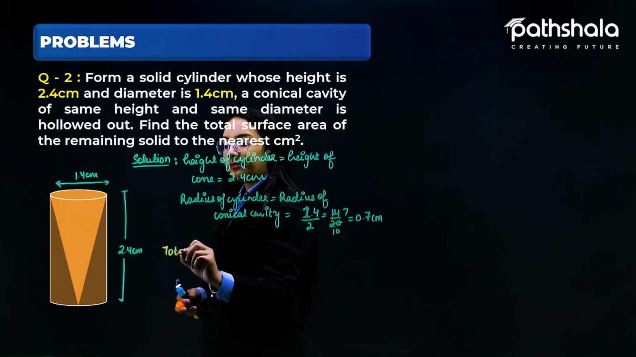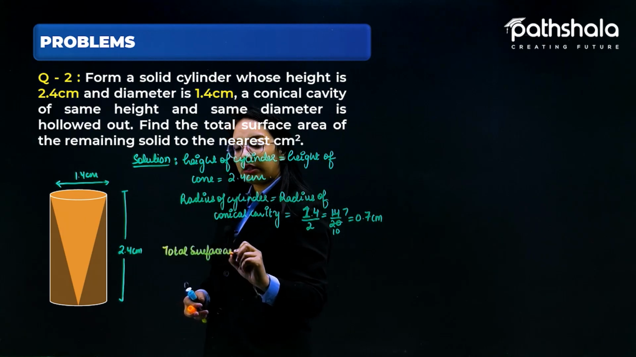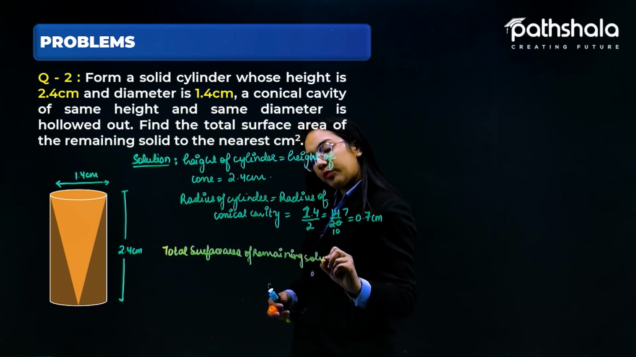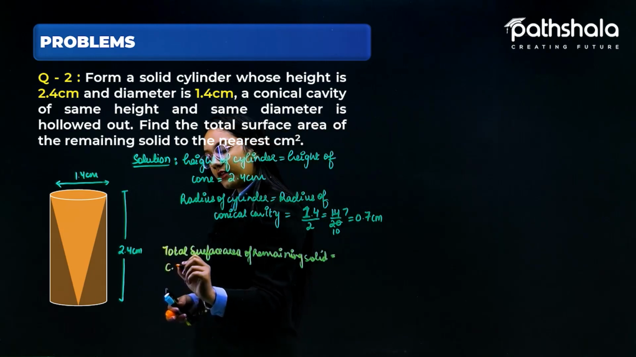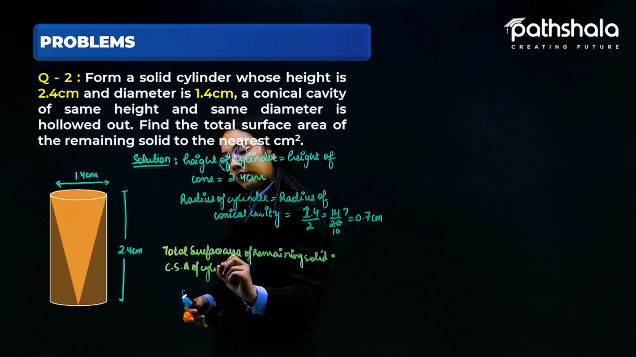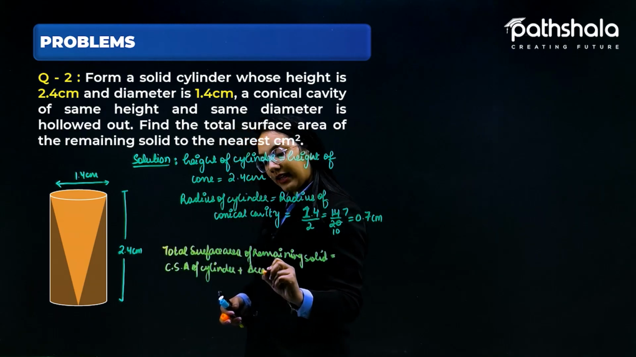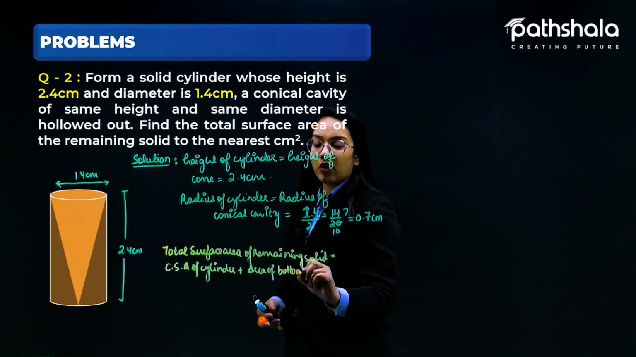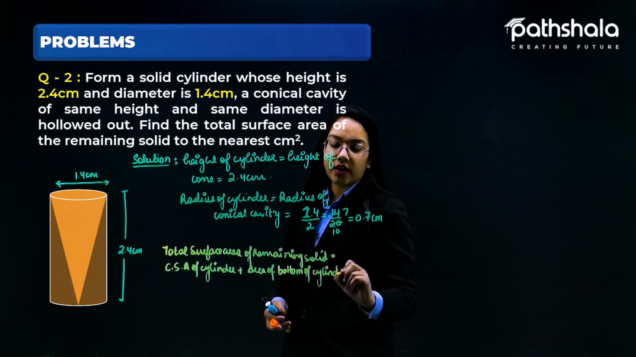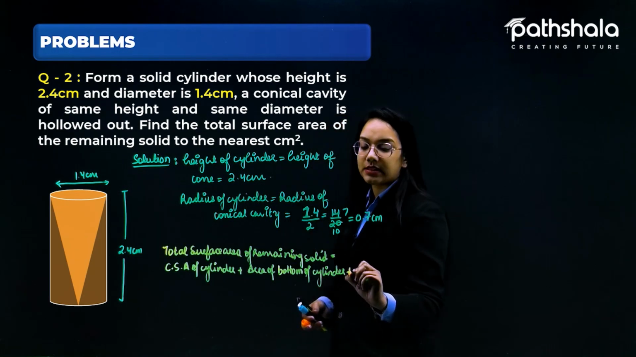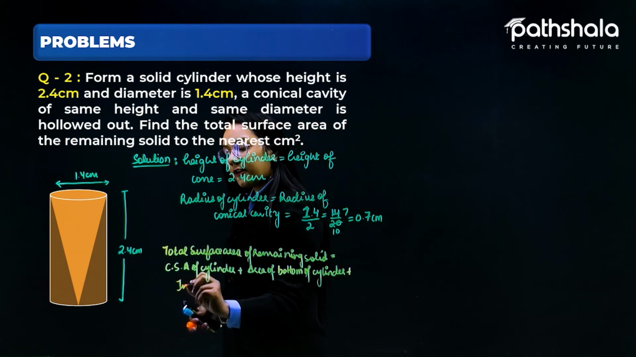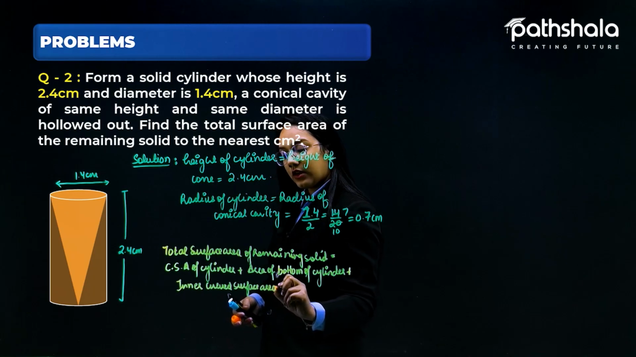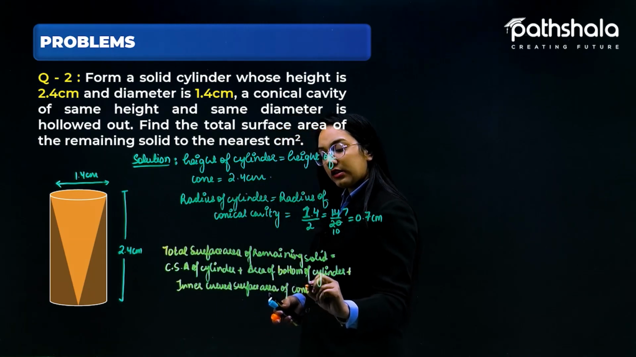Now let's find the total surface area of the remaining solid. The total surface area of the remaining solid should be equal to the curved surface area of the cylinder, plus the area of the bottom of the cylinder, plus the inner curved surface area of the conical cavity.